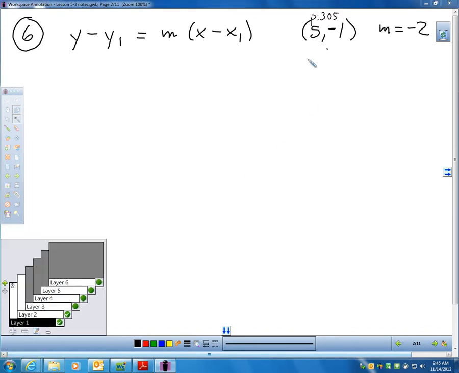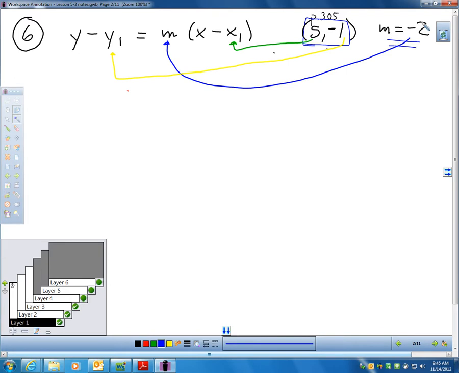In question 6, they told me that I had the point 5, negative 1, and the slope was negative 2. Well, here's all I got to do. Take negative 2 and plug it in for slope. And remember, point-slope form means I have a point and the slope. Here's my slope. Here's the point. Take the point 5, negative 1, plug in 5 for x sub 1, and plug in negative 1 for y sub 1. Now remember, I said on my last slide, these subtractions are very important. You got to be very careful with the signs.